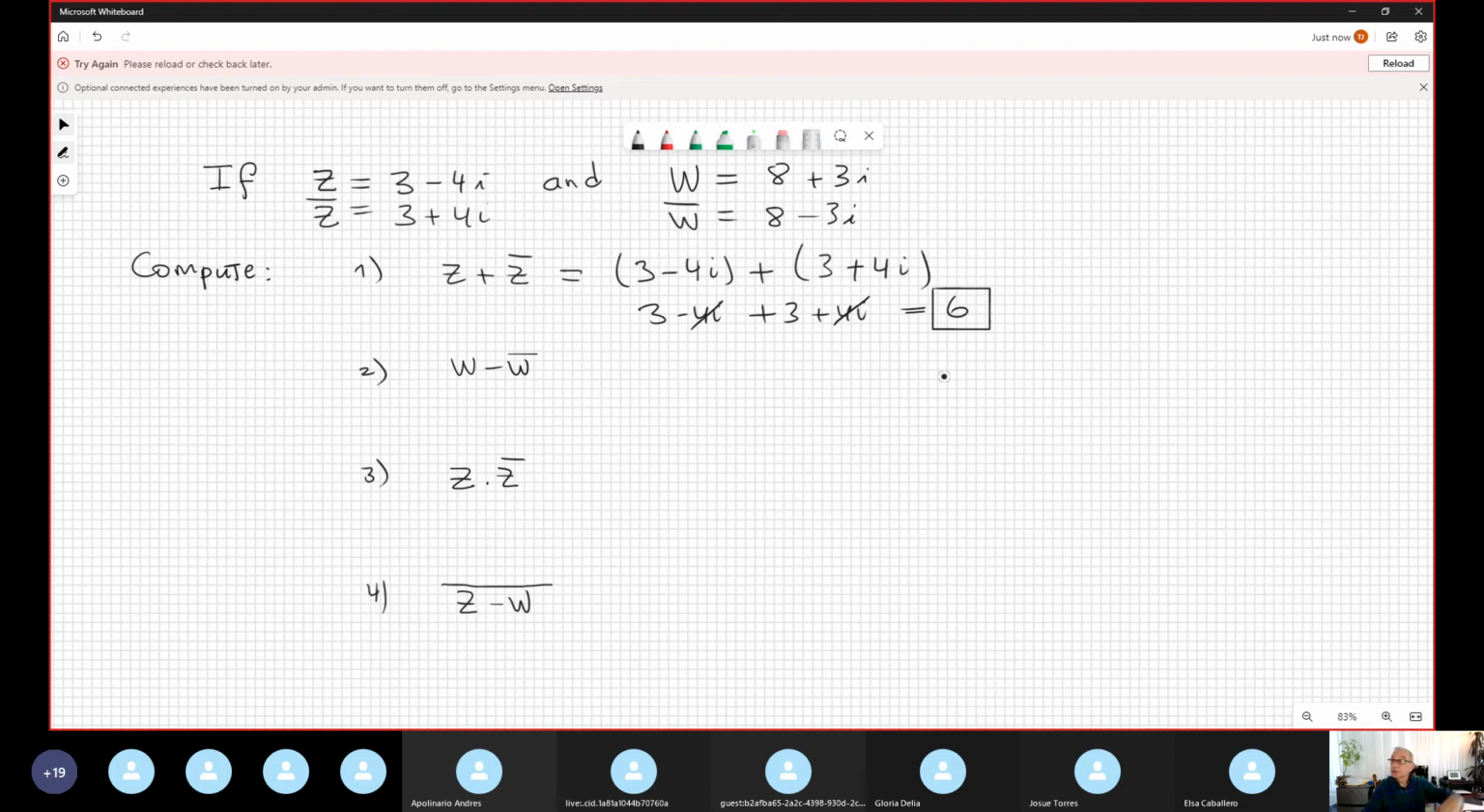W minus W hat. Let me try to do this as the last one. We're leaving 3 and 4 pending for next time. So W is 8 plus 3i. Subtraction. Conjugate is 8, no, this is minus, sorry. The original plus, yeah, minus 3i. The result is 8 plus 3i. In this case, the real part is gone, and it stays 6i.